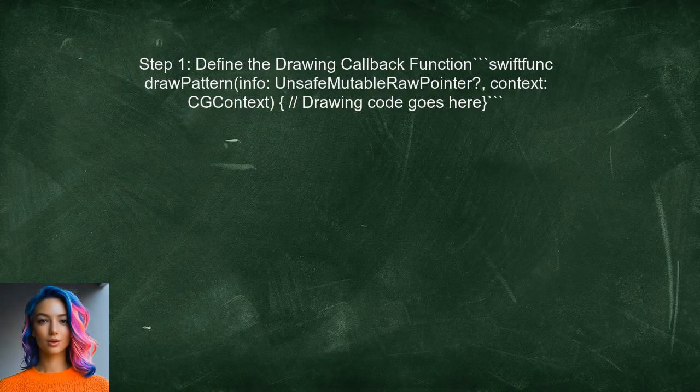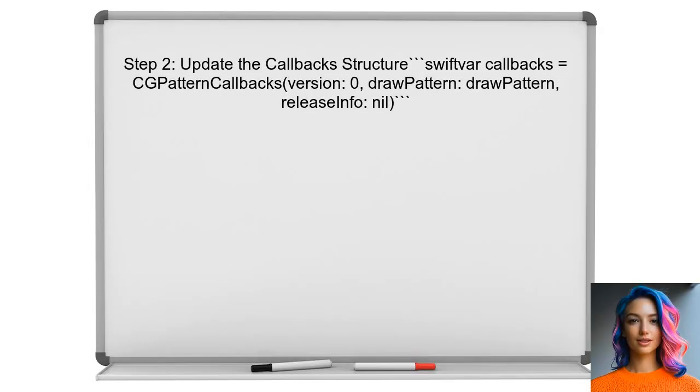To begin solving this issue, the user needs to define the drawing callback function. This function will be responsible for rendering the pattern. Let's create a method that matches the expected signature. Next, the user should update the callback structure to include this new drawing function. This is done by assigning the function to the draw pattern property of the callbacks.